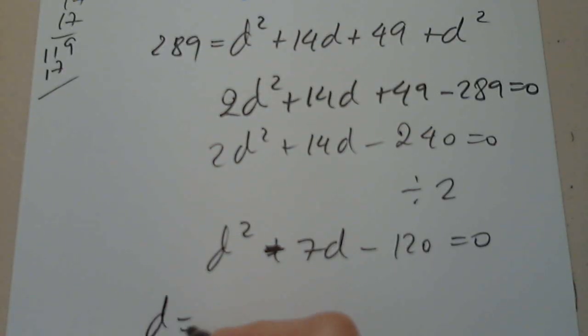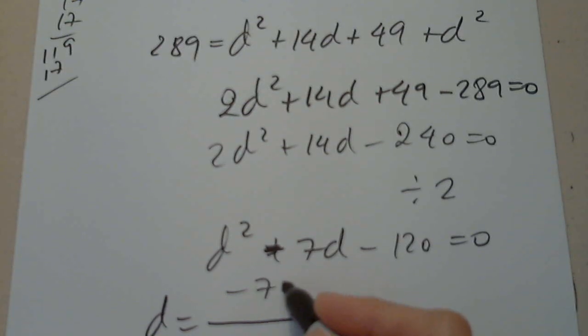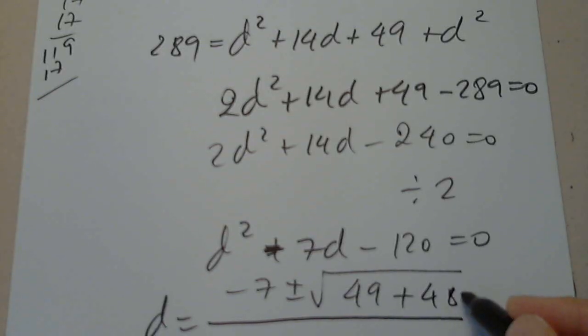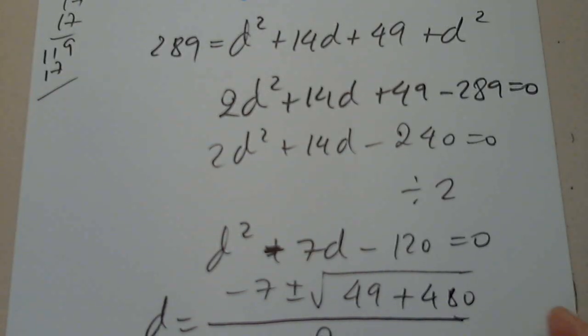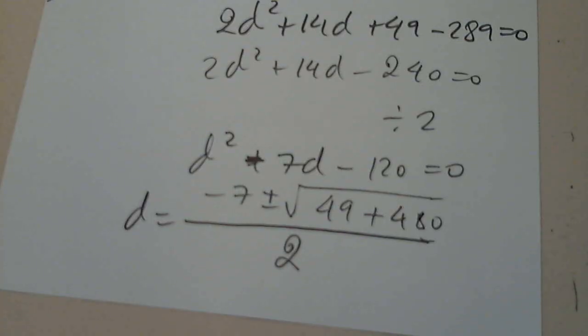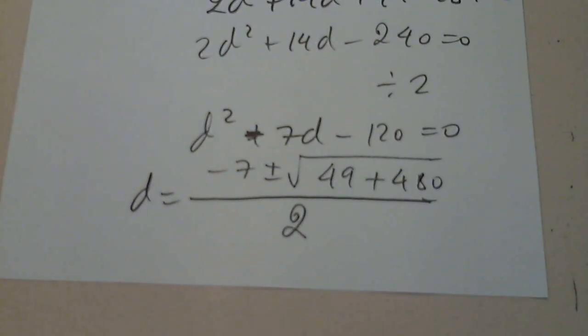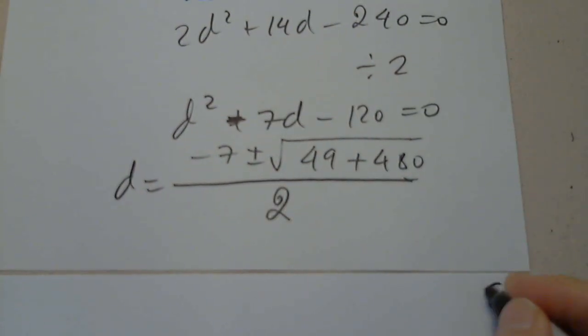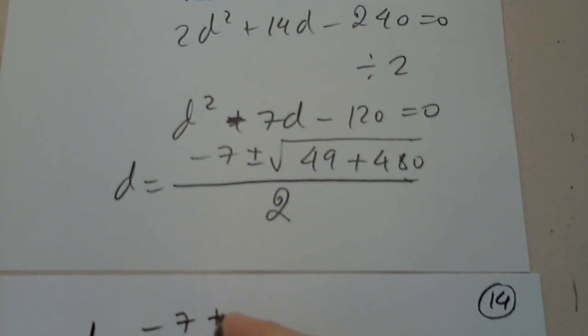You can use the quadratic formula now. Negative b plus or minus the square root of b squared minus 4ac, over 2a. Do not attempt to take the square root of those. You cannot. It's a sum of terms. You cannot split the radical. So d equals negative 7 plus or minus the square root of 529, divided by 2.